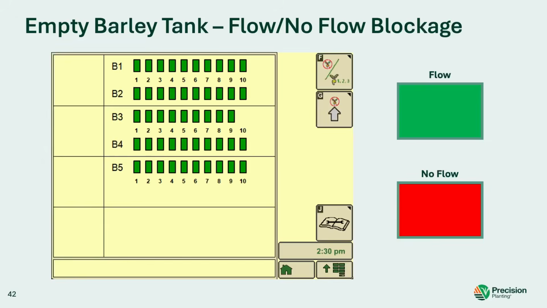At one point, we started to get a few alerts on Clarity. He's like, I wonder what's going on. Then he's like, oh no, I think my barley tank is empty. So on a no-flow blockage system, fertilizer is flowing, barley is not. What is that system going to tell me?